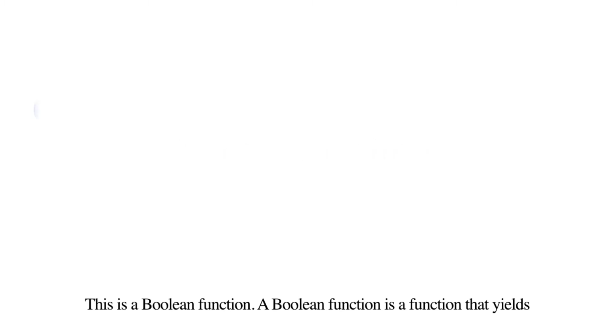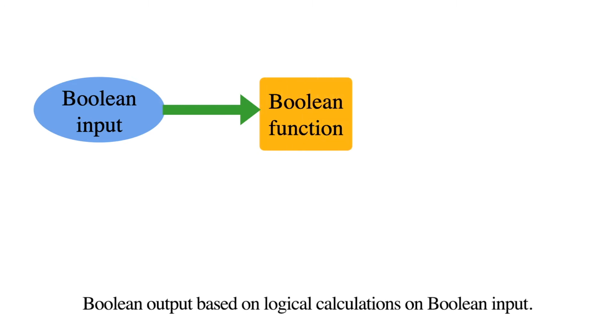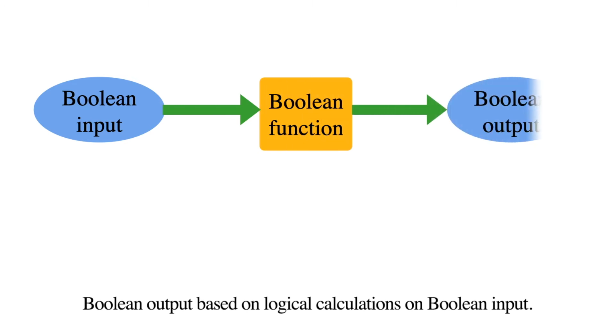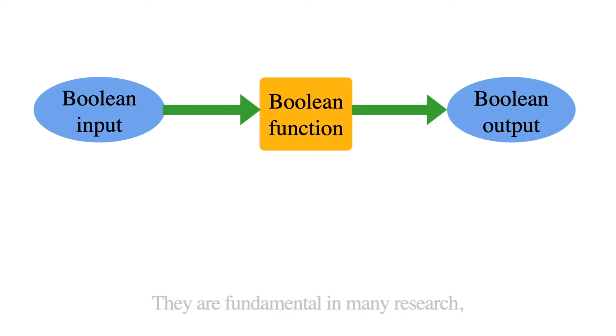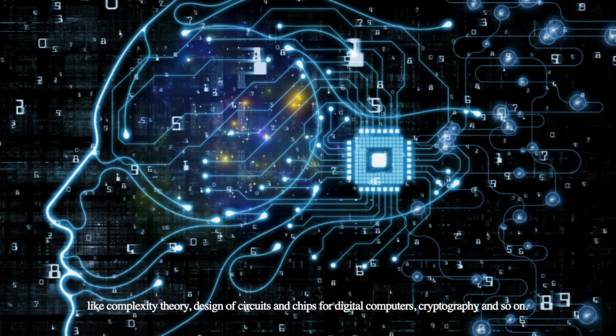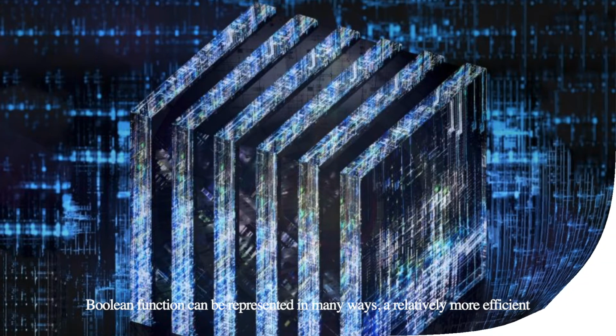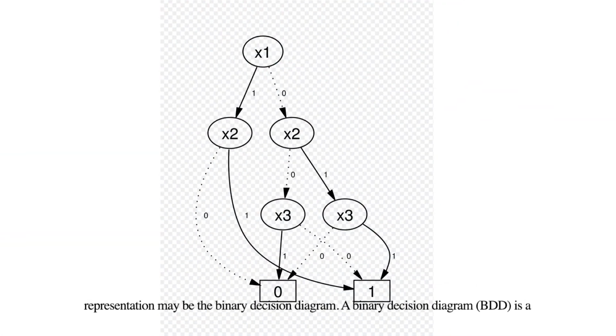A Boolean function is a function that yields Boolean output based on logical calculation on Boolean input. They are fundamental in many research areas, like complexity theory, design of circuits and chips for digital computers, cryptography, and so on. Boolean functions can be represented in many ways. A relatively more efficient representation may be the binary decision diagram.